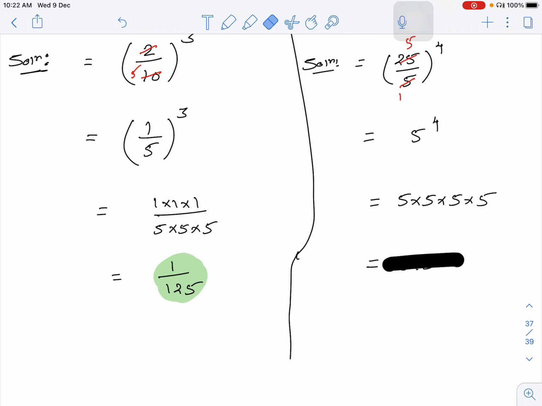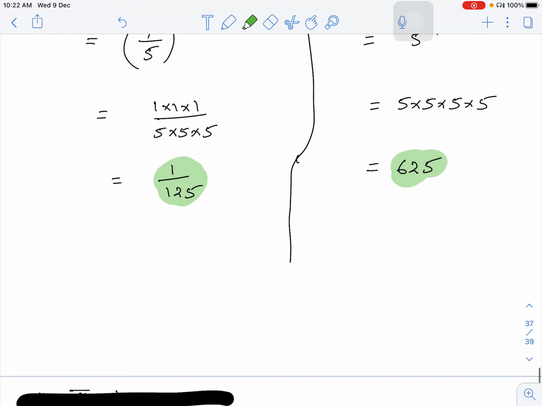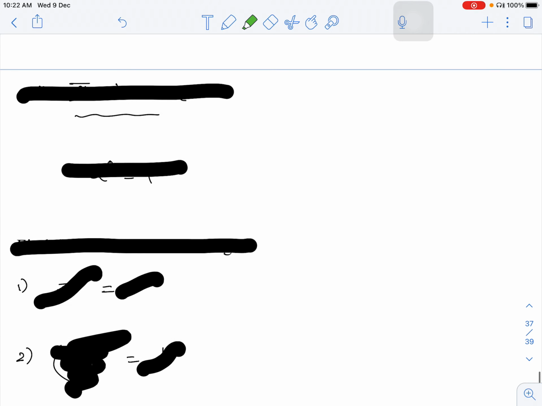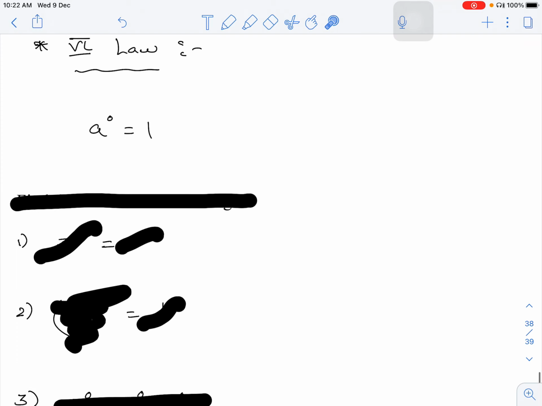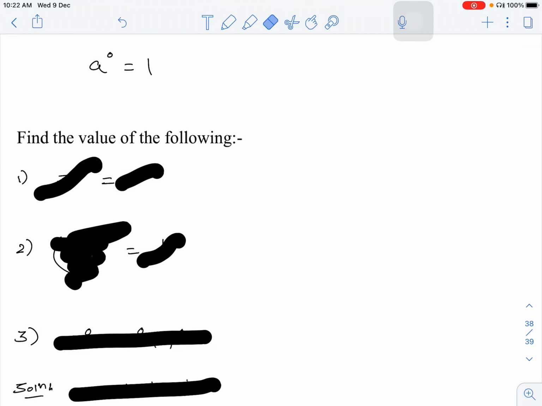That means 5 is multiplied 4 times. So 5 5s are 25, 25 5s are 125, into 5, 625 will be our answer. Now, the last law, that is the sixth law. This law states that any number a raised to 0 equals 1, meaning any number raised to 0 will always equal 1. Okay, so let us solve some examples based on this one.